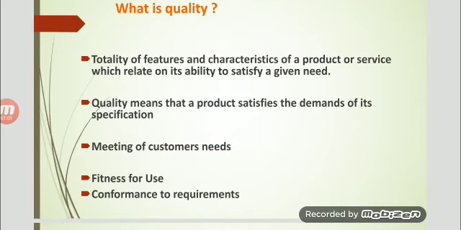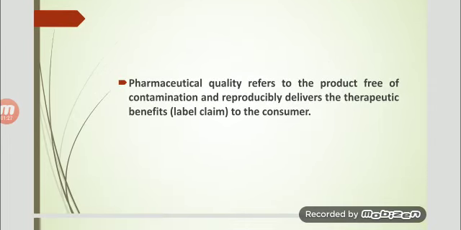Now, what is quality? Let's quickly go through some of the definitions. It is the totality of features and characteristics of a product or service which relates to its ability to satisfy a given need. Quality can also be when the product satisfies the demands of its specification, meeting of customers' need, fitness for use, conformance to requirements. These are some of the definitions of quality. If we relate it to the pharmaceutical product, pharmaceutical quality refers to the product free of contamination and reproducibly delivers the therapeutic benefits to the consumer.